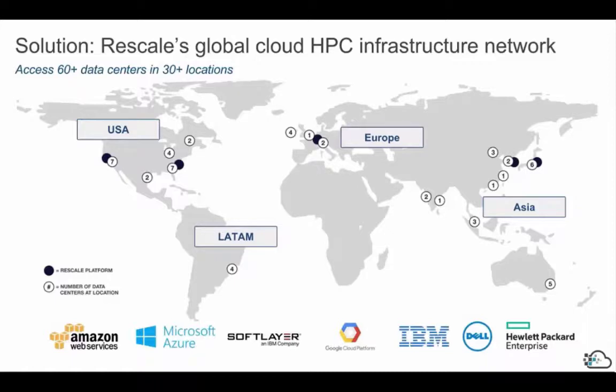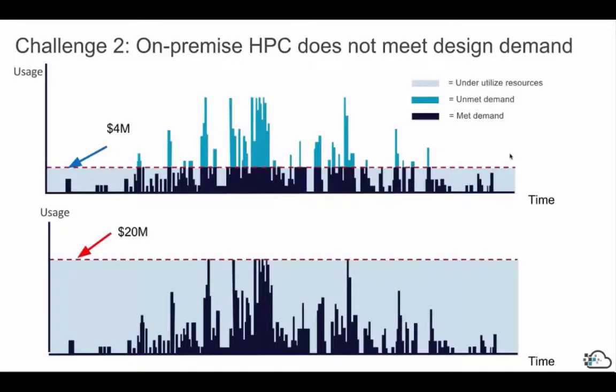The second challenge we see in the CAE industry is that the on-premise high-performance cluster does not really meet design demand. This is an actual example of one of our customers in Detroit, an automotive supplier. If you look at their usage of HPC over the period of a year, you can see that usage is not constant. They have deadlines where they want to deliver a lot of designs, so they'll run a lot of different simulations. Perhaps they have some downtime where they won't run any simulations at all.